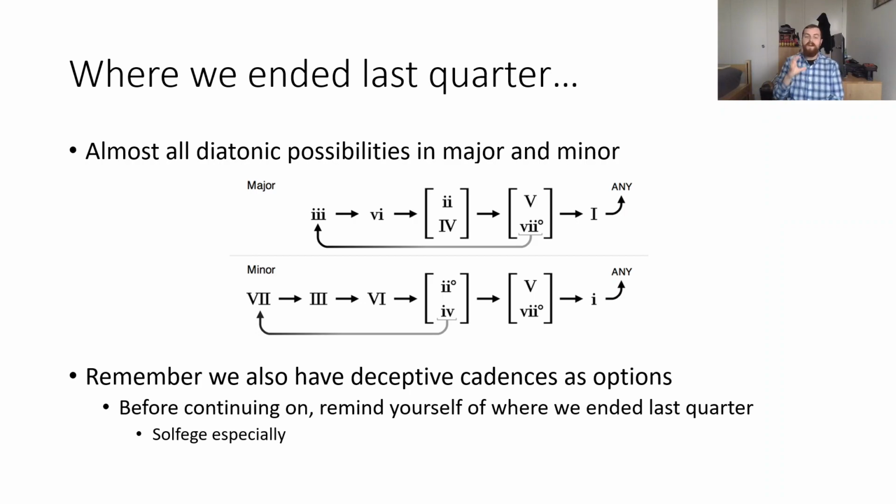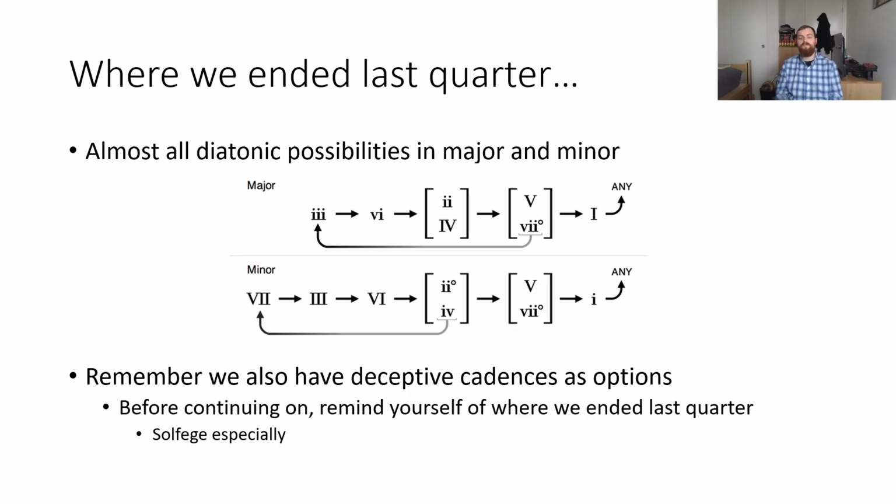So we have almost all the diatonic possibilities in major and minor. These graphs should look somewhat familiar. I didn't make these. I shamelessly stole them from the internet. We haven't done 3 yet, and we haven't gotten major 7. So you can ignore those chords, these here and that there. But we've gotten in major 6, 2, 4, 5. We also got 7 at the very end, and then 1. We also got in minor 6, 2 diminished, 4, 5, 7 diminished, and then 1. So we have most everything in terms of diatonic possibilities, which is great.